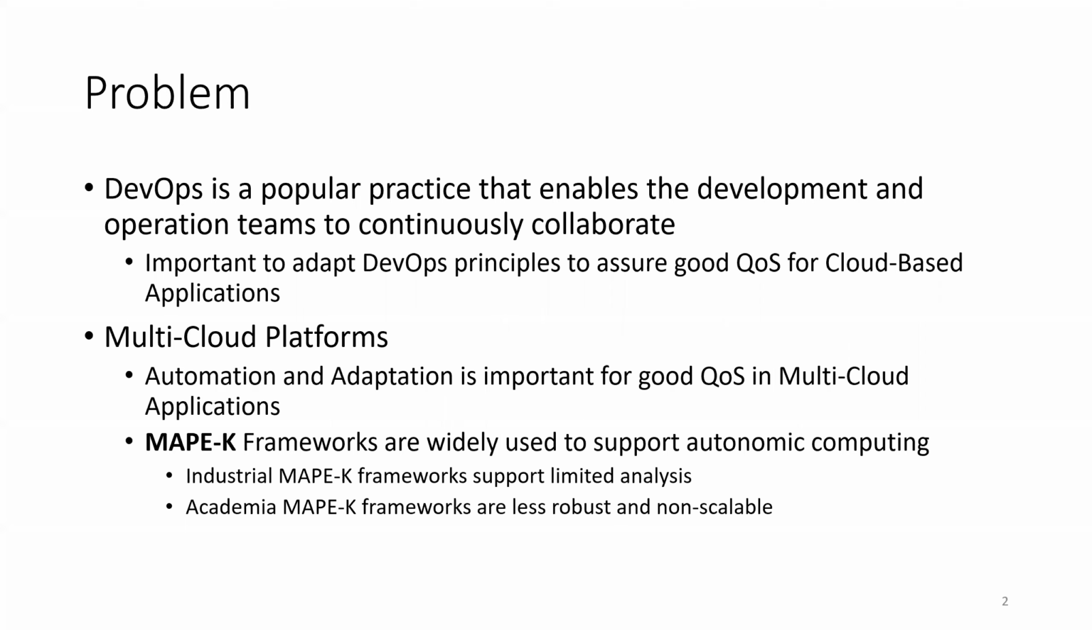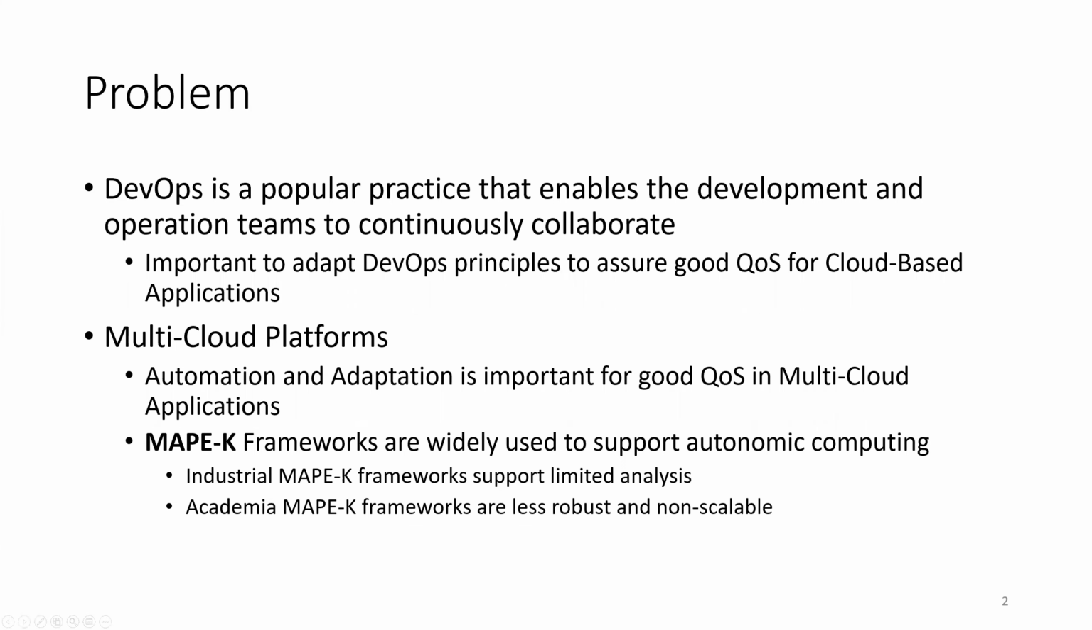This leads us to our next area of focus, multi-cloud platforms. These aggregate multiple cloud providers to achieve faster, easier, and better application building and deployment. However, ensuring good quality of service in multi-clouds requires a substantial level of automation and adaptation. This can be supported by MAPE-K frameworks, a very influential control loop model. The abbreviations stand for monitor, analysis, planning, and execution. The MAPE-K loop cycles through these phases and shares data through a common knowledge base.